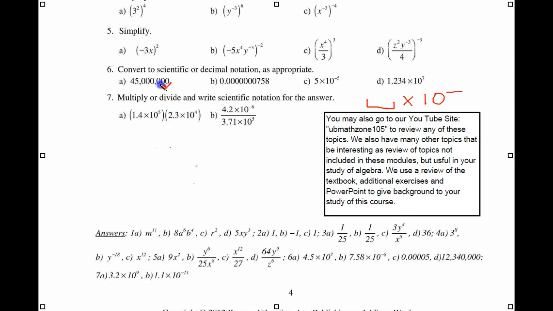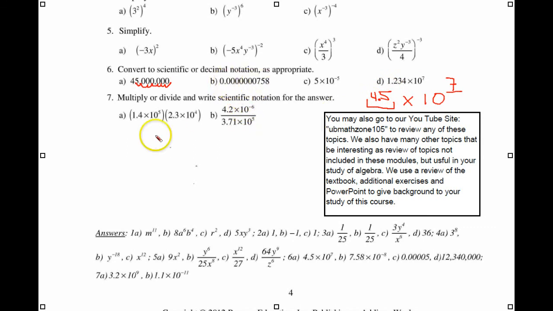So I'm moving it 1, 2, 3, 4, 5, 6, and then one more, 7, to make this a number 4.5. I moved it over 7 places, so now it's a number between 1 and 10, and then this will be raised to the 7th power. That is scientific notation. If you're already familiar with it, you don't need to spend a lot of time, but you may have to go look at your textbook.